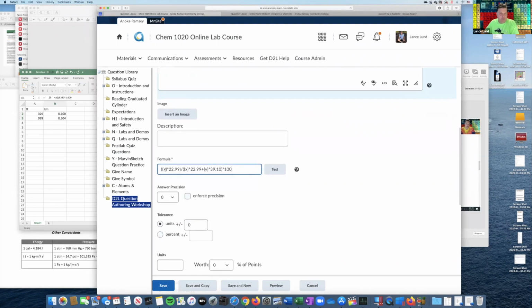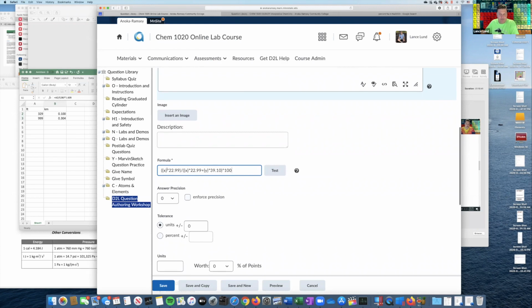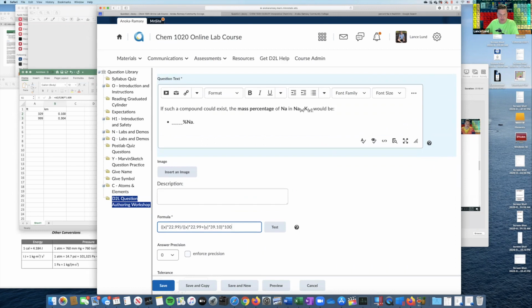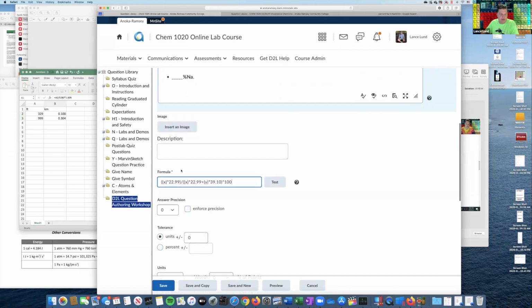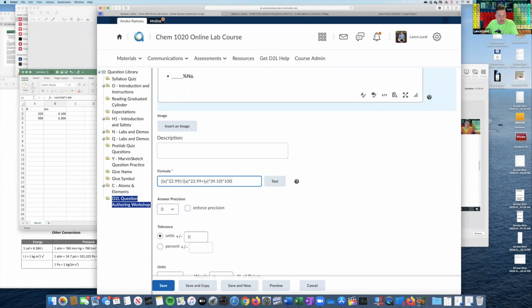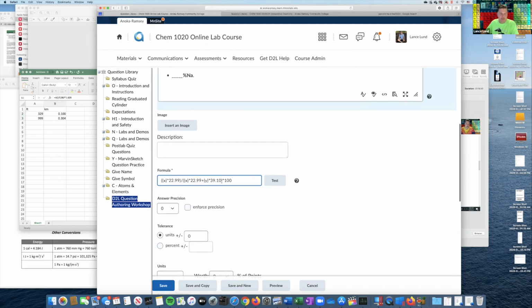But basically what we're doing is we're going to take the number of sodium atoms, which we have a subscript of X, and the number of potassium atoms, with a subscript of Y. We're going to take the number of sodium atoms, multiply it by 22.99, which is the atomic mass of sodium, and then divide that by the sum of the two masses. So it's the number of sodium atoms times the mass of sodium plus the number of potassium atoms multiplied by the mass of potassium. That's a percentage. We get that, correct?